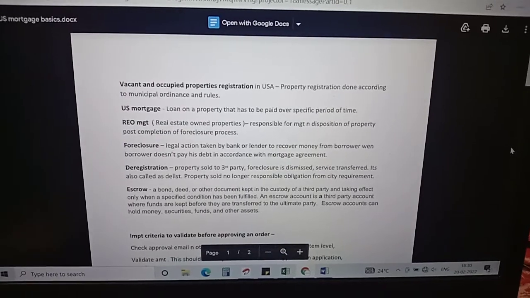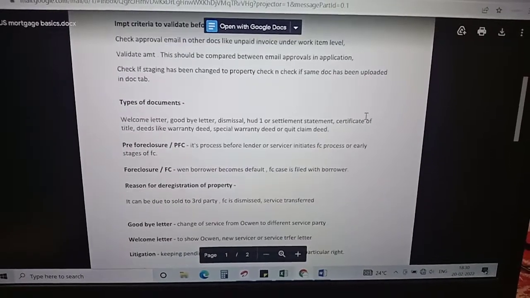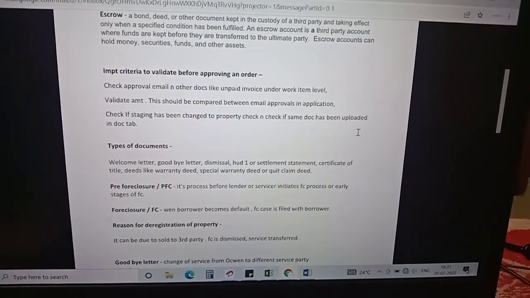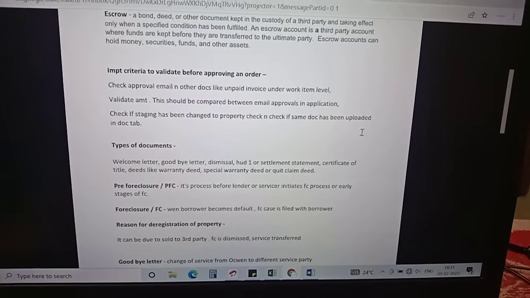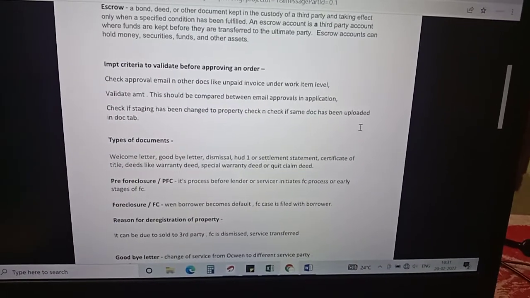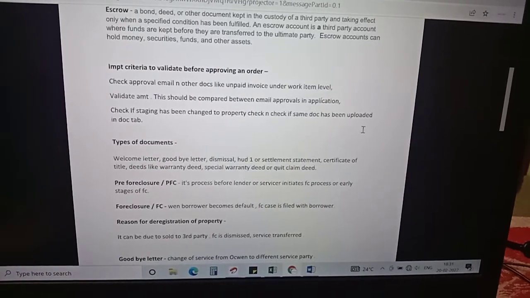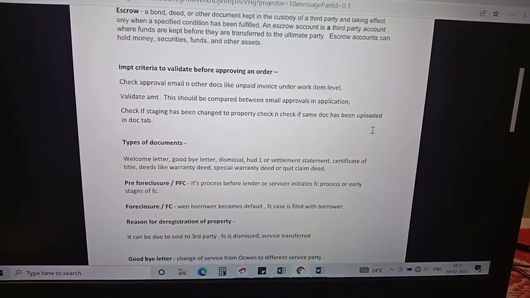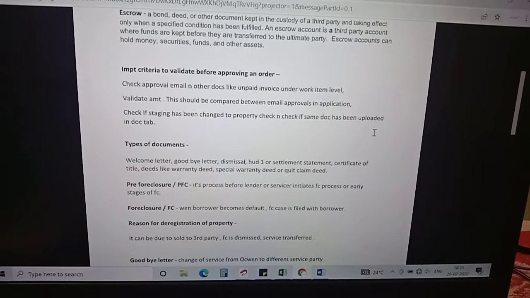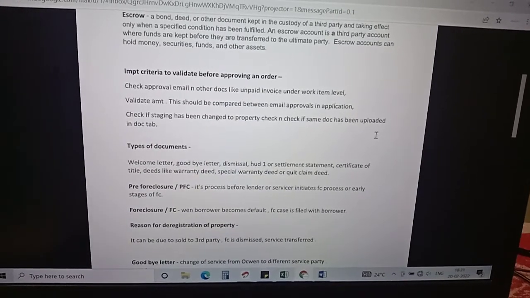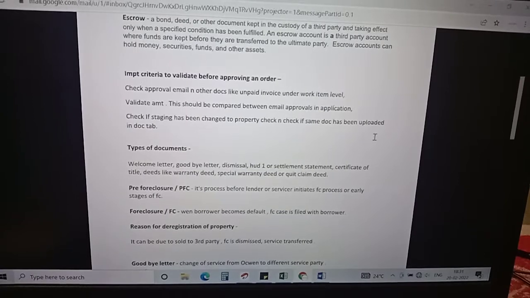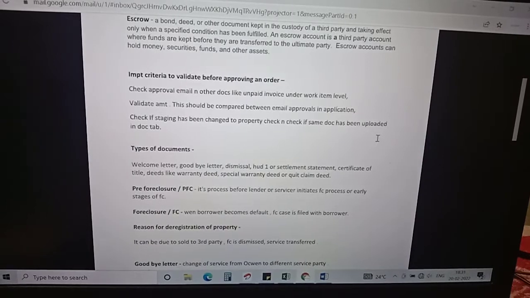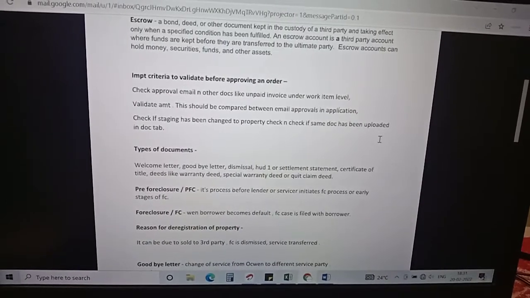Next, let's go to the next information. What are the important criteria to validate before approving an order? Approving an order comes under property preservation, for example registering a property, either vacant or occupied, in the mortgage domain. We first check the approval email sent by the client and other documents like the unpaid invoice, which has to be uploaded in the work item. Then we validate the amount, comparing the email approval with the application.